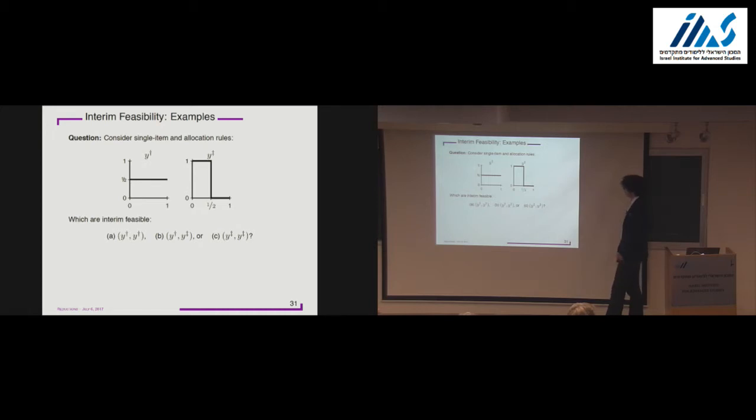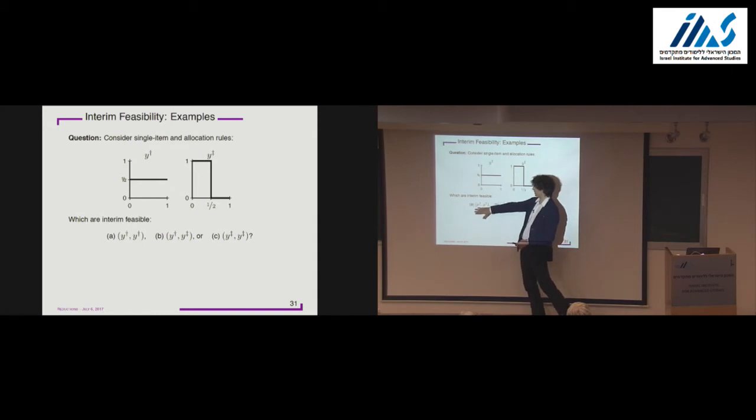Let's suppose I have a single item. Which of these profiles of allocation rules for two players are interim feasible? Is it possible for me to design a mechanism that implements the lottery for both players? Sure, flip a coin, give it to player one or player two. What's the allocation rule of that mechanism? It's the 50-50 lottery for each player.